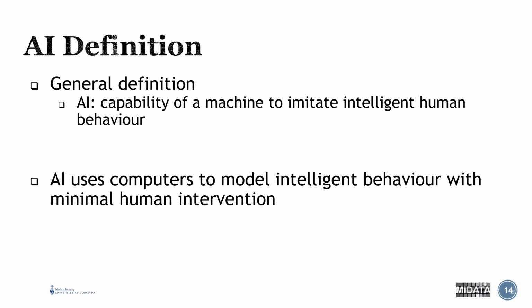Okay, so let's get back to some definitions. The general definition for artificial intelligence is the capability of a machine to imitate intelligent human behavior. We've already seen this with McCarthy. AI uses computers to model intelligent behavior with minimal human intervention. So that's the key. It's not only modeling intelligent behavior, sure, but there's minimal to no human intervention.